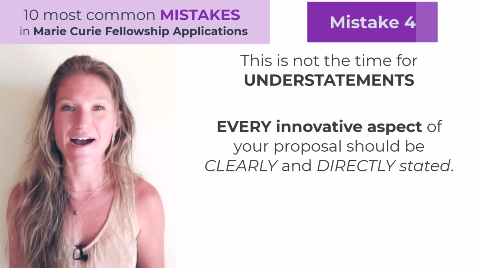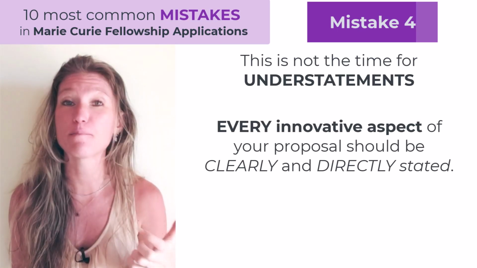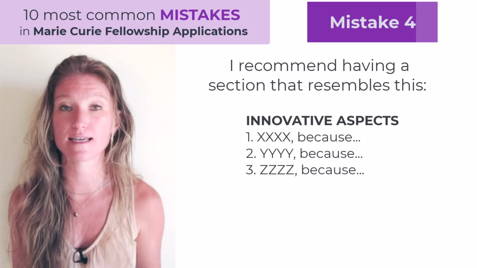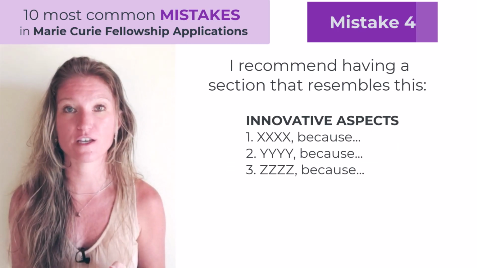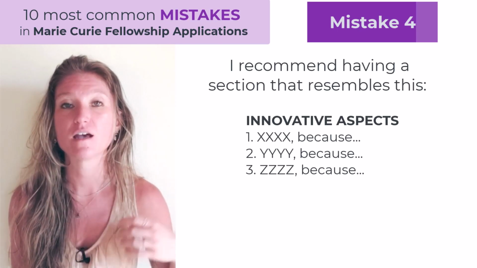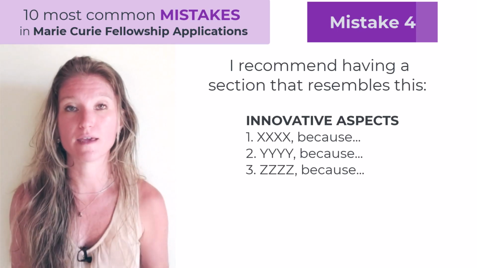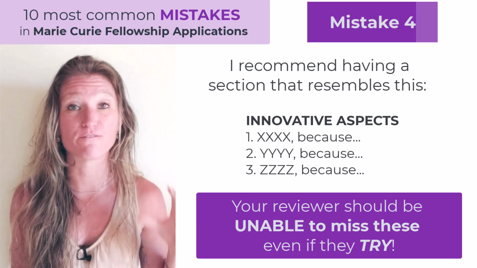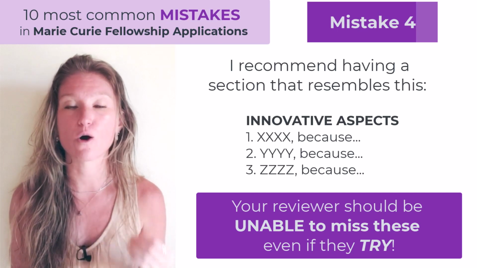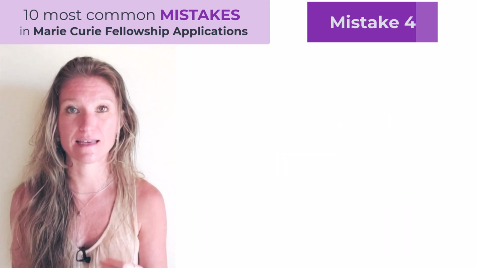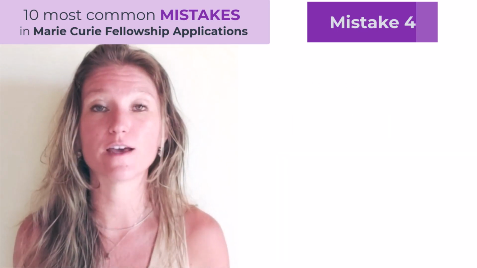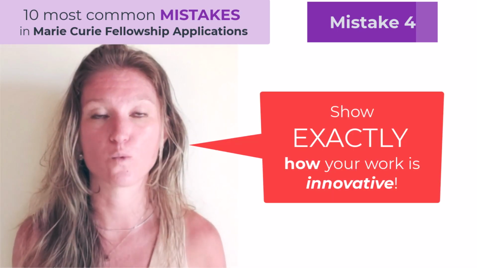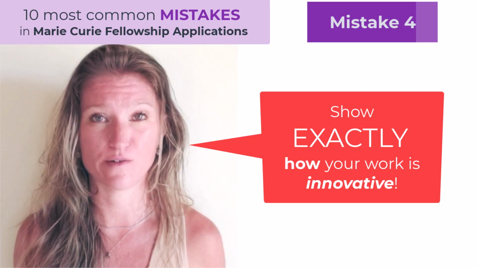In fact, I even recommend having a separate section with a labeled subheading in your proposal that states innovation and lists your innovation in a point-by-point format. This makes sure that the main innovations of your proposal are abundantly clear to your reviewer. It makes them very obvious, and it's also going to help your proposal stand out. You don't just want to vaguely talk about innovation. You want to show exactly how and where your work here is going to be innovating.